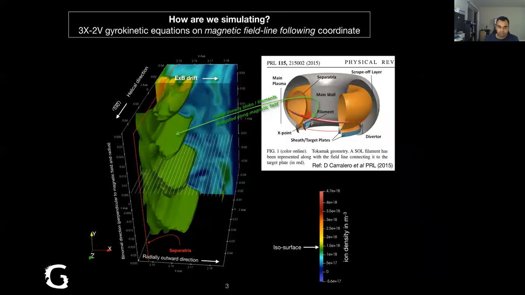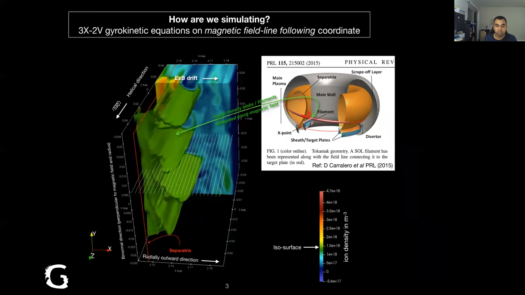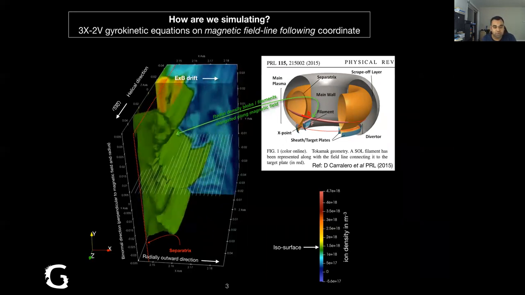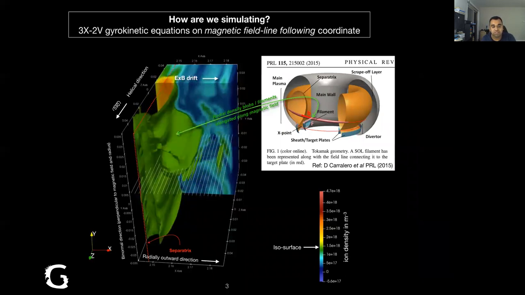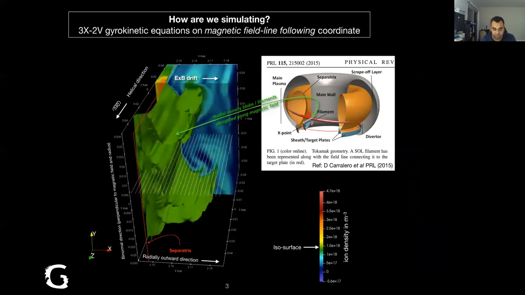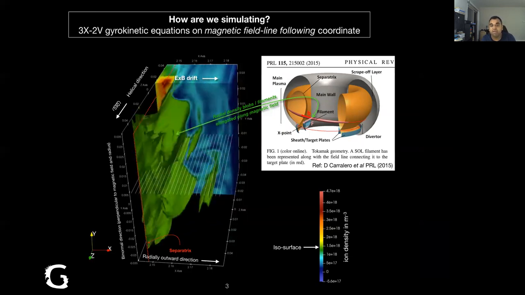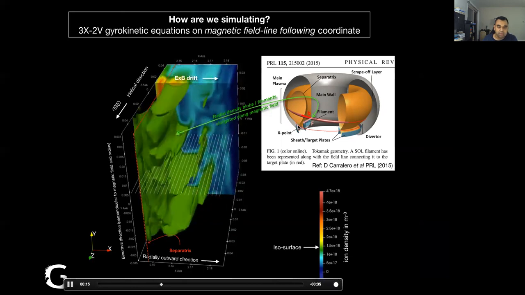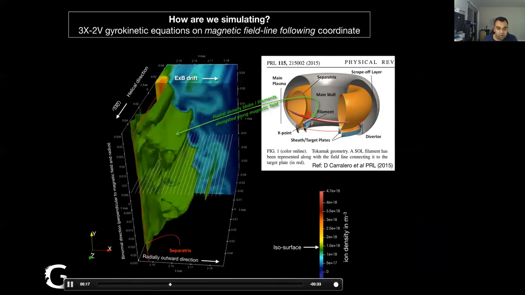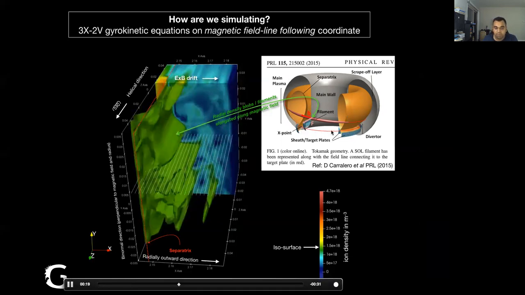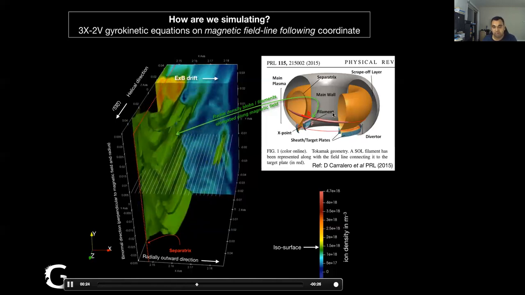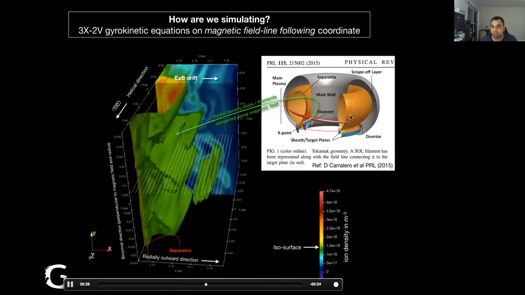What are we simulating, and how are we simulating this tokamak scrape-off layer? So we are using 3x2v electromagnetic gyrokinetic equations on magnetic field line following coordinates. So here you can see the thin toroidal or helicotoroidally wrapped line. This is the magnetic field that is wrapped around in the SOL region of the flux surfaces.